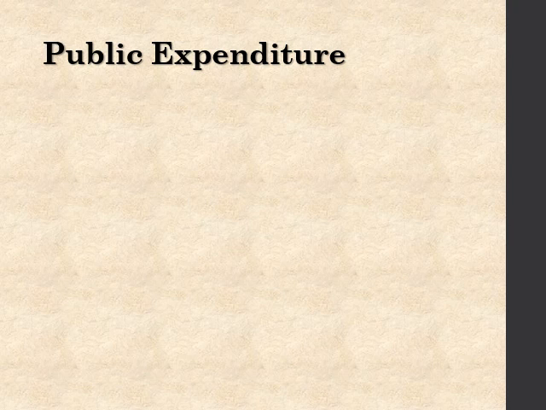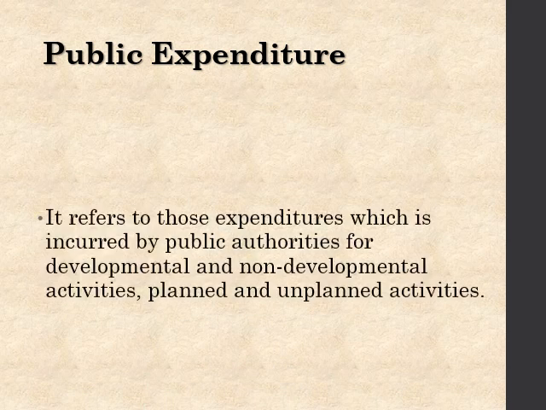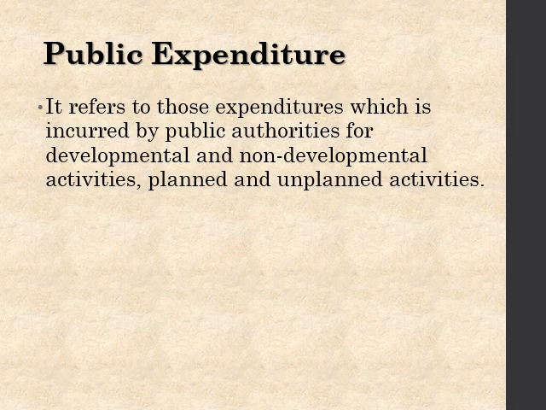Public expenditures. So central government or any government authorities, regulatory authorities, they are making some expenses on transportation, on education, on health. All those expenditures are considered to be public expenditures. So they are making expenditures on developmental, non-developmental, productive, non-productive, planned, unplanned kinds of expenditures in a year.